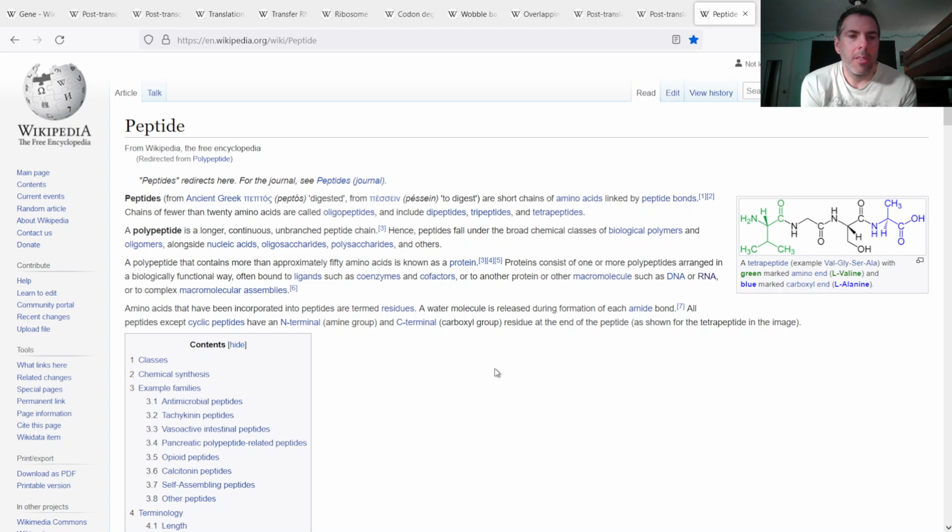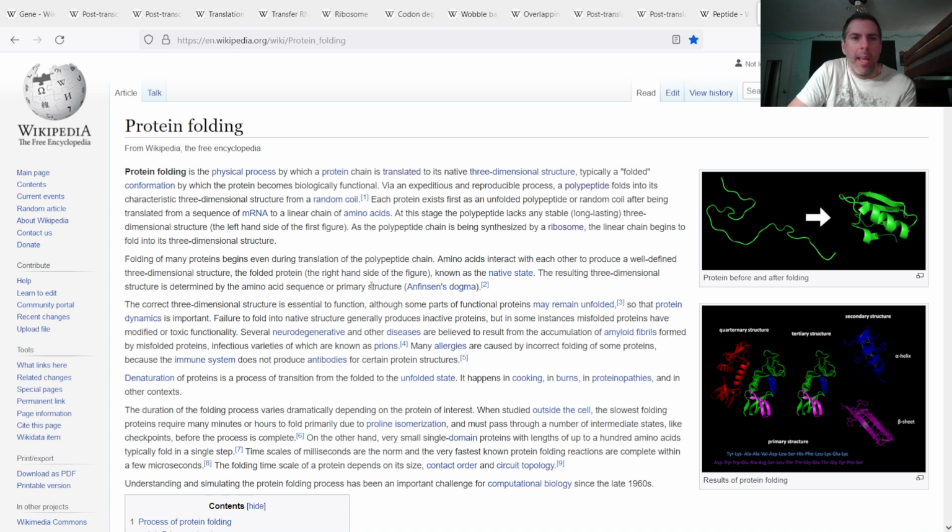So the chain as it's being created by the ribosome is more of a polypeptide until it's long enough or starting to fold. Then it's considered a protein. So I think the arbitrary cutoff is like 50 amino acids before it's considered a protein. And then as it's going through translation, a lot of times it'll start folding before it's completely translated.